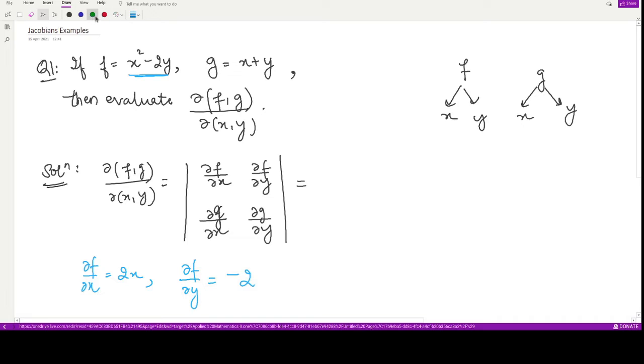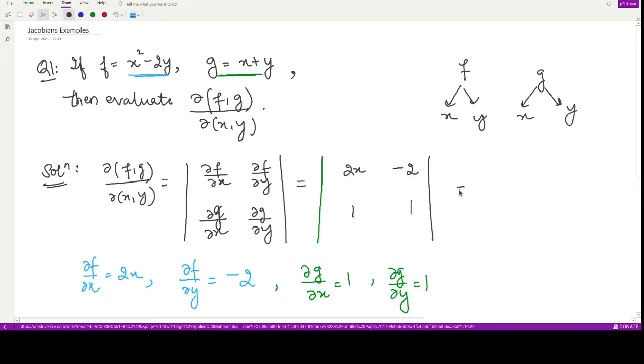And again we'll calculate the partial derivatives for g. So what would be del g by del x? That would be equal to 1, and del g by del y would again be equal to 1. So we'll substitute the values here. We have the first value del f by del x as 2x, then minus 2, 1 and 1. So now you can compute the determinant for this. It would be equal to 2x plus 2. So this is the determinant.